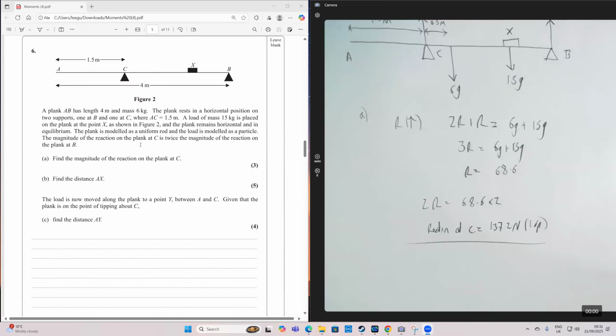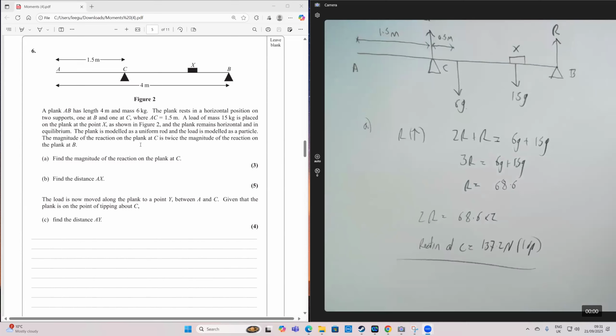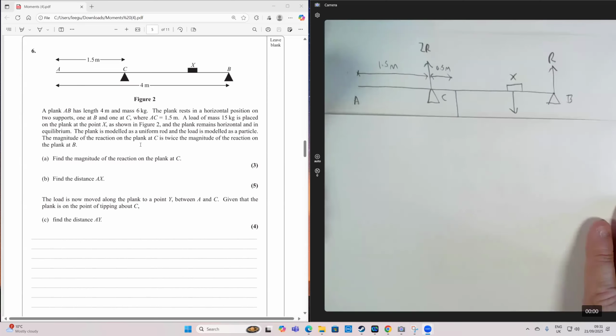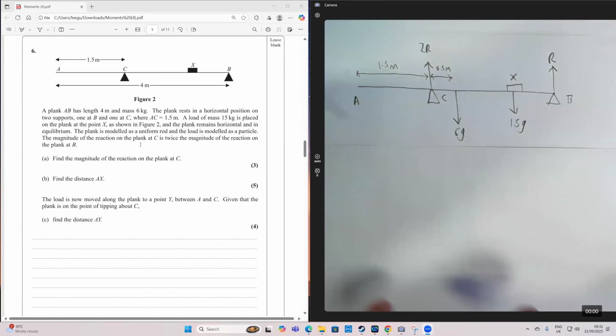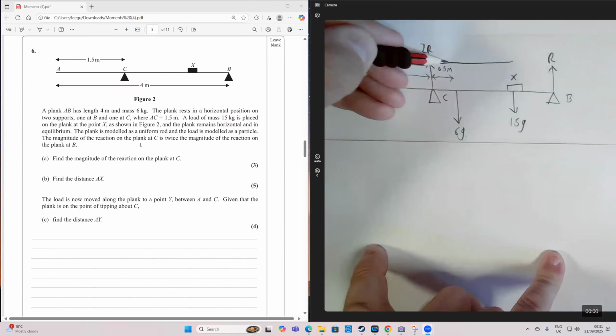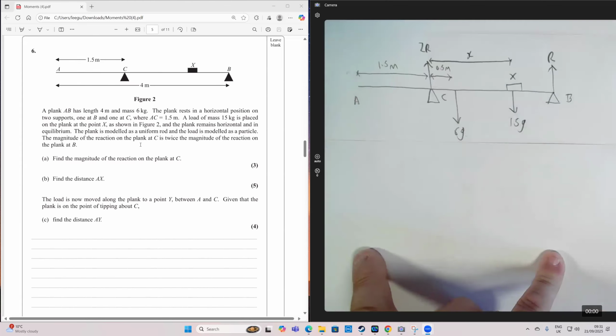Next bit, find the distance AX. The problem we've got here is we don't know where this package or parcel or whatever it is is put. So a load. We don't know where that is. What I'm going to do is call the distance of the object X. And now we know what R is.